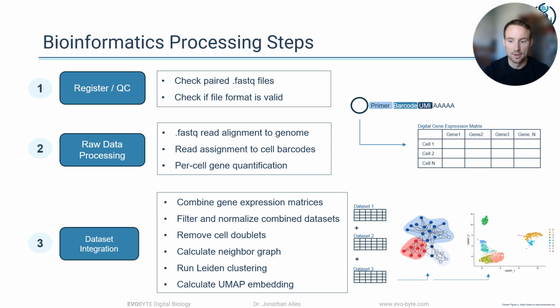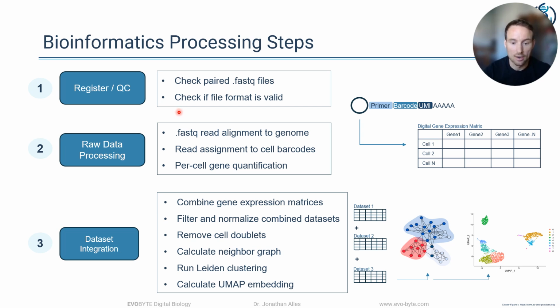Let's have a look at the bioinformatics steps that we want to implement for this pipeline. And as we discussed, the first step is a registration of the FASTQ files once we uploaded them into an input bucket. And there are a few things that need to be checked here just to make sure that we don't execute the downstream processing steps on files with errors or files that don't have the right format.